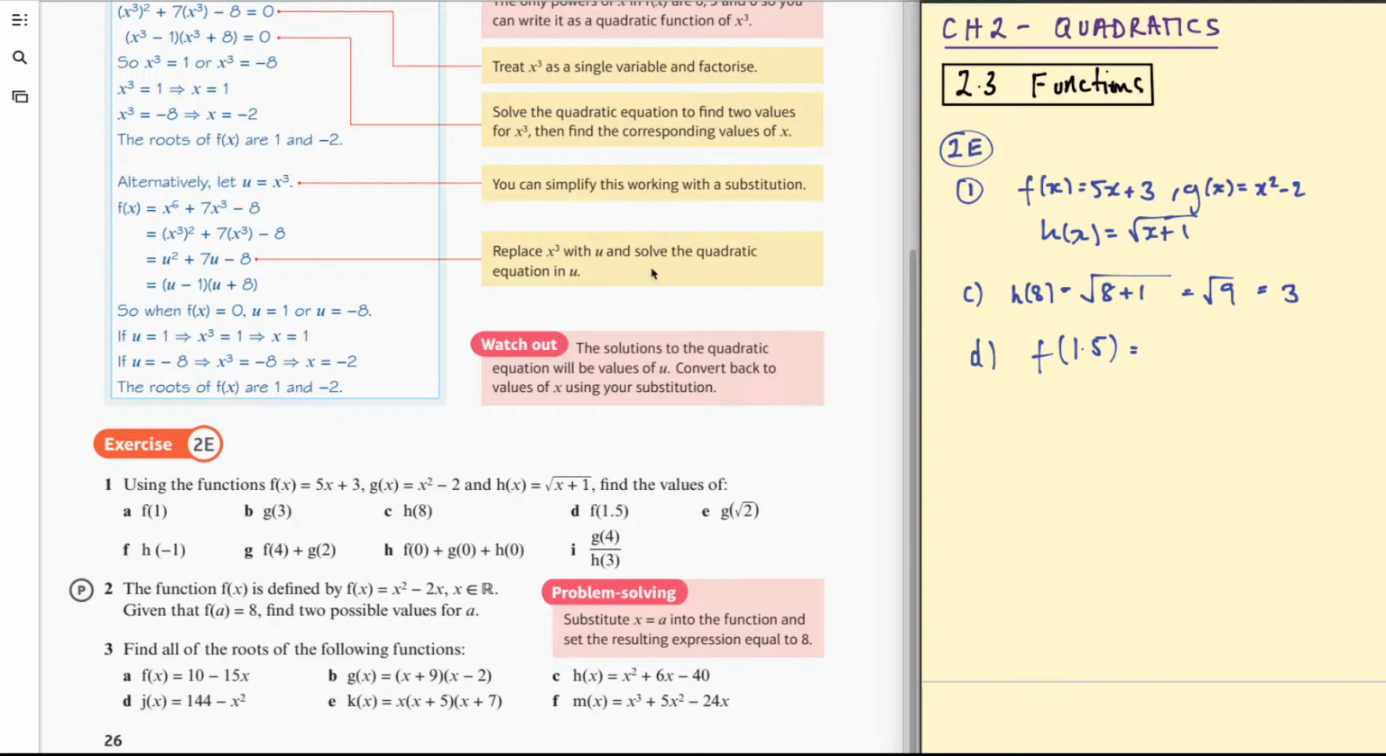We're just talking about functions and why we have this f of x notation, why we use it.